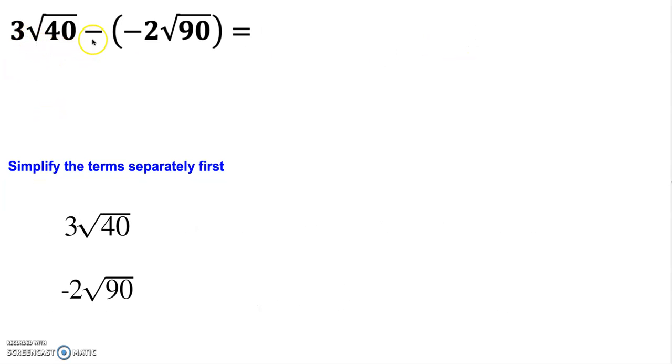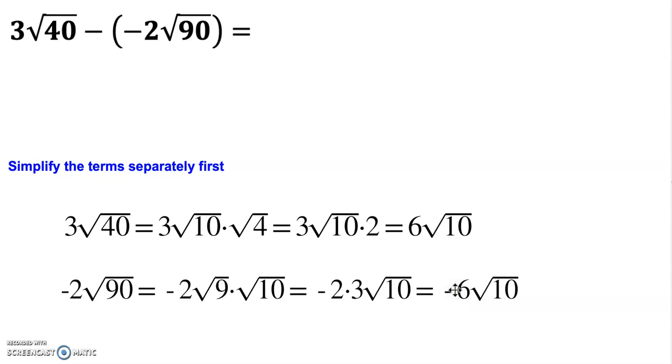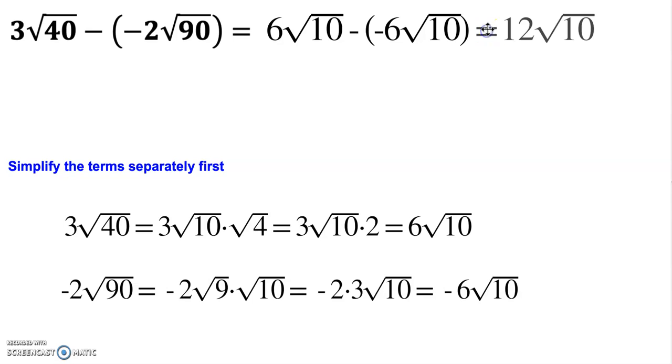Next, we have 3 root 40 minus a negative 2 root 90. Simplify both of those terms first. So 3 root 40 becomes 6 root 10. Negative 2 root 90 becomes negative 6 root 10. So when we rewrite this expression, we'll have 6 root 10 minus a negative 6 root 10. Minus a negative becomes an addition. So we have 6 plus 6, which is 12 root 10.